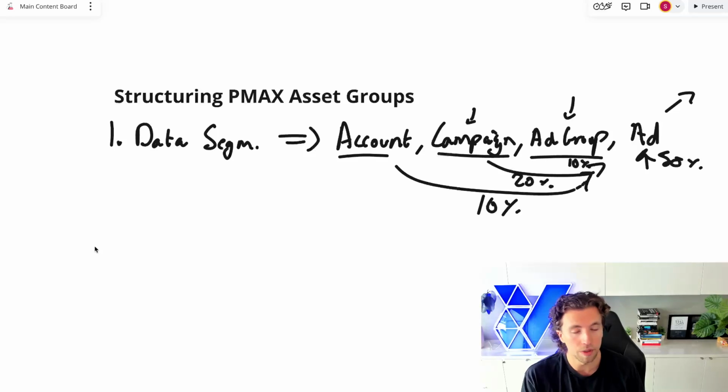Because you're going to now, let's say you have $1,000 a day budget, that's going to be split across all of those different asset groups. Maybe you have $100 cost per conversions. So you're going to have one conversion per asset group over time. It's just not enough data daily to be able to really reap the rewards of the machine learning algorithms and conversion data accumulation.